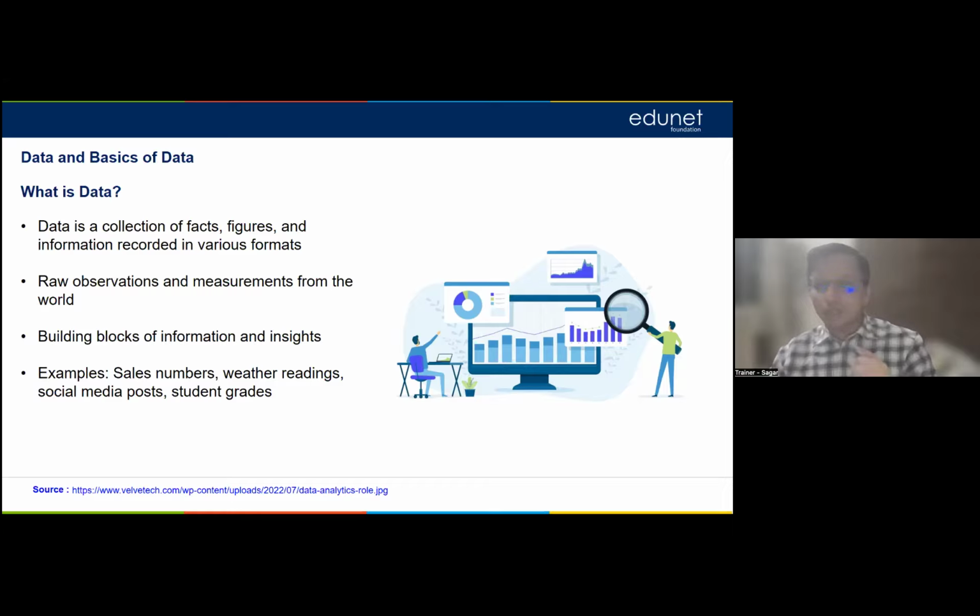Second, data is raw observations, right? Now, what do I mean by raw observations? How many of you have read a math book or a science book, maybe from 8th to 10th? How many books have you read for science? Okay, let's say commerce. How many books have you read in 11th and 12th? One, half, two, three. Hopefully not more than three, because you still are students, right?